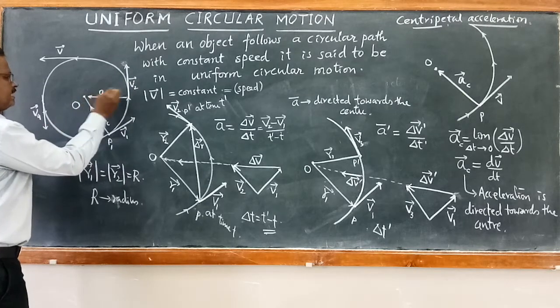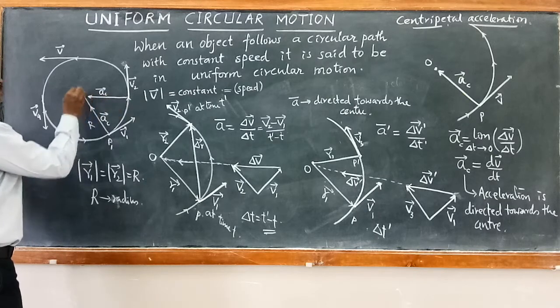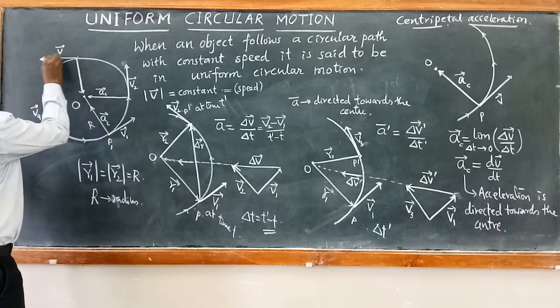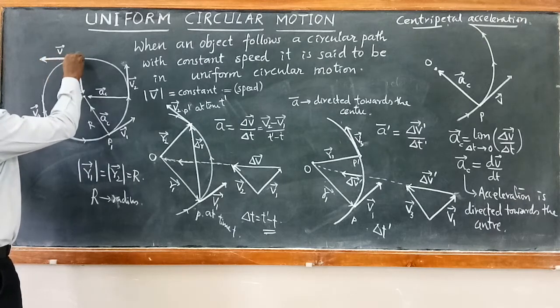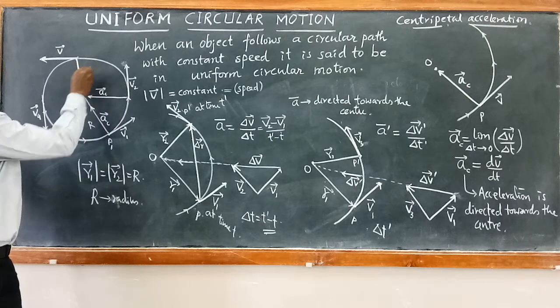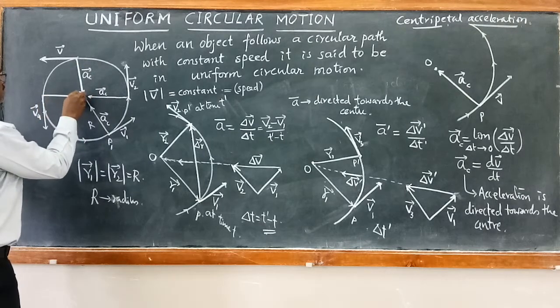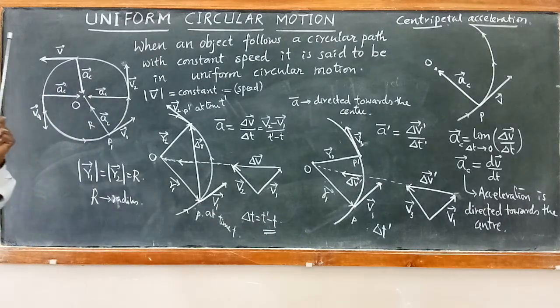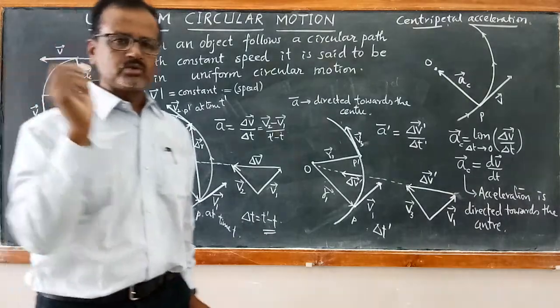So it is radially inwards. At this point, again draw perpendicular. The perpendicular drawn to the tangent, again it is directed towards the center. So this is how we get centripetal acceleration. At every point, the acceleration is directed towards the center.